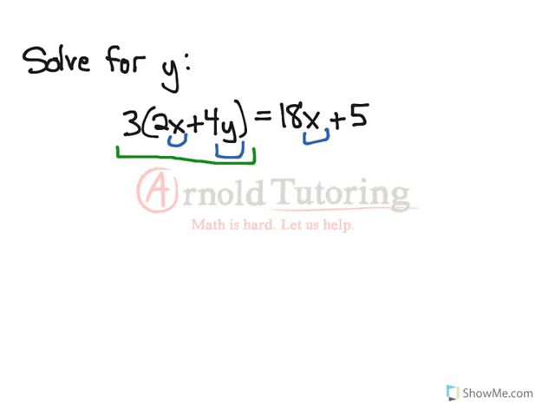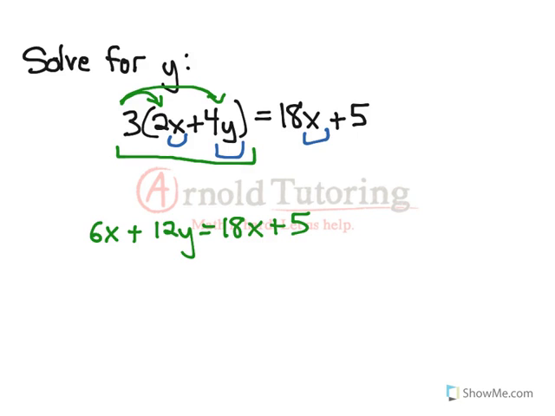So I'm going to multiply the 3 to each term. That's what this 3 multiplied to the bracket means. So 3 times 2x is 6x, plus 3 times 4y is 12y, equals the right side's the same, 18x plus 5.